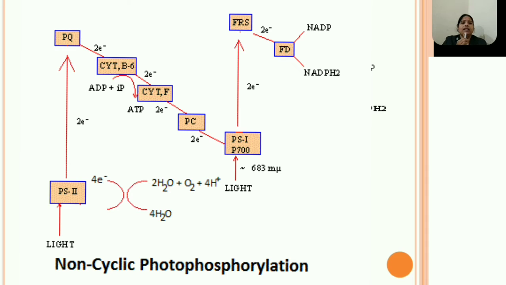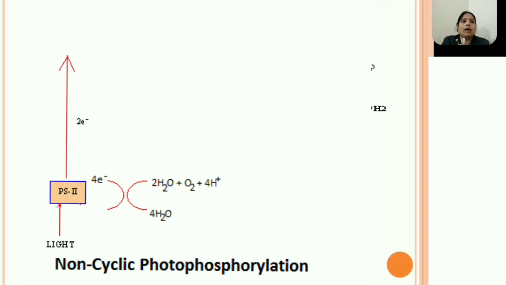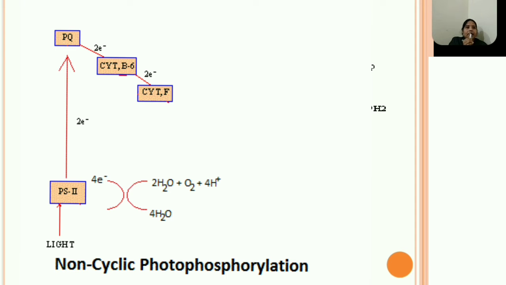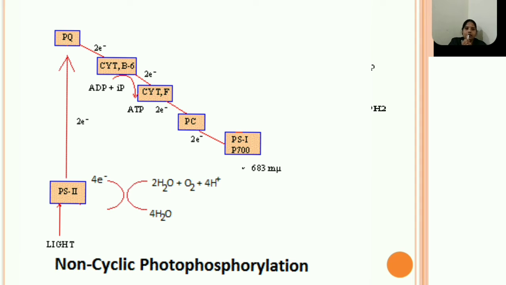So all these are the introduction to non-cyclic electron flow. It involves both photosystem 1 and photosystem 2. The electron transfer system starts with the release of electrons from photosystem 2.